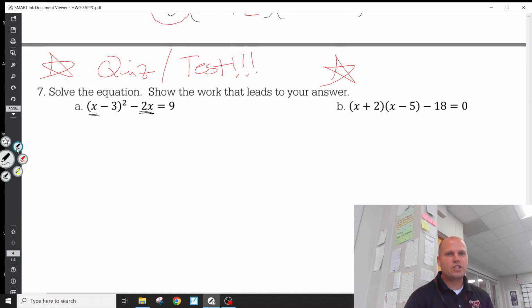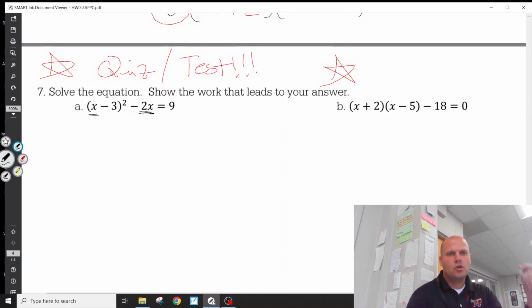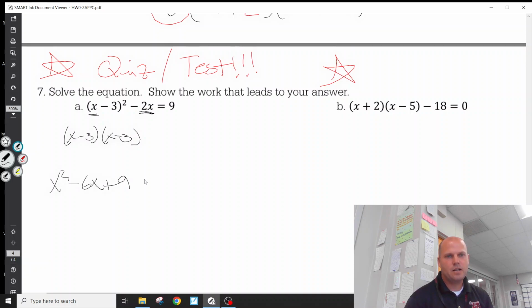So the reason why these are such great questions is because it forces you to both distribute, then simplify, then factor. You have to multiply x minus 3 by x minus 3. You have to get x squared minus 6x plus 9. Then combine that with the negative 2x. Move the 9 over.